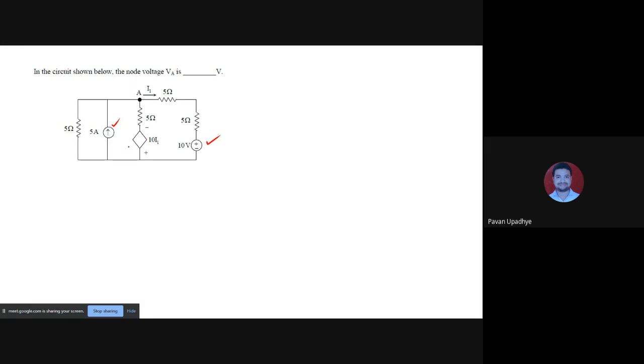Yes. And look at the polarities. Instead of being mentioned inside the diamond, they are mentioned outside the diamond, beside the diamond. So this is again a dependent voltage source, but it depends on current. Which current? I1. I1 is over here. And now we have to find out voltage VA. So VA is the voltage at this point.